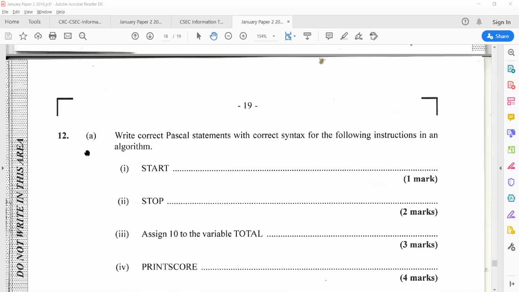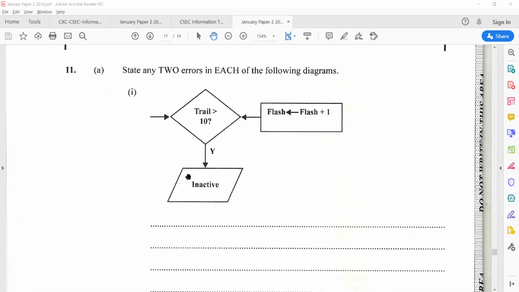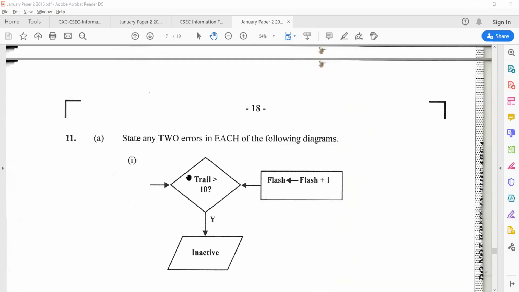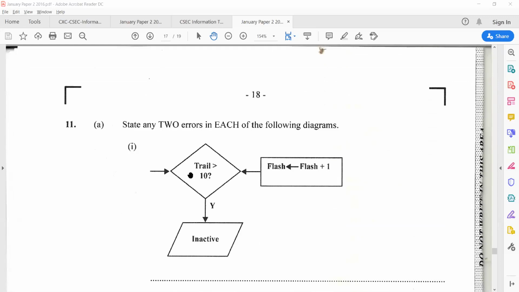Then there is question 12, which is a Pascal specific question. So this one will be applicable to you. So what I want you all to do is do question 11 for homework. So for homework, you have to do questions 55 to 60 in the multiple choice, right? And then question 11 in paper 2. Okay, so the multiple choice is on the Google Drive.